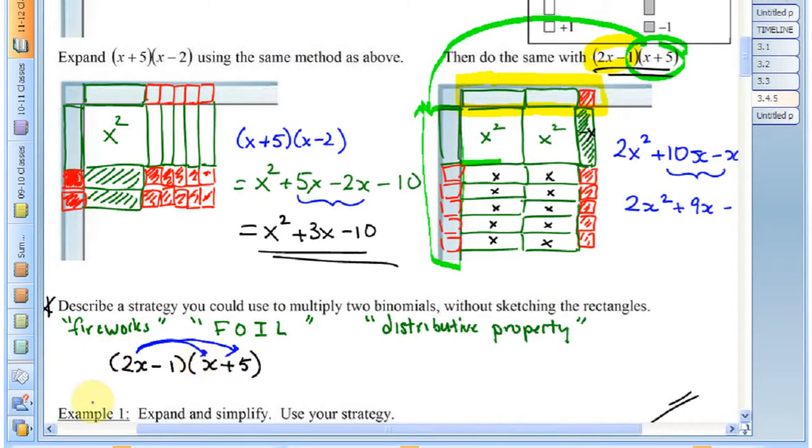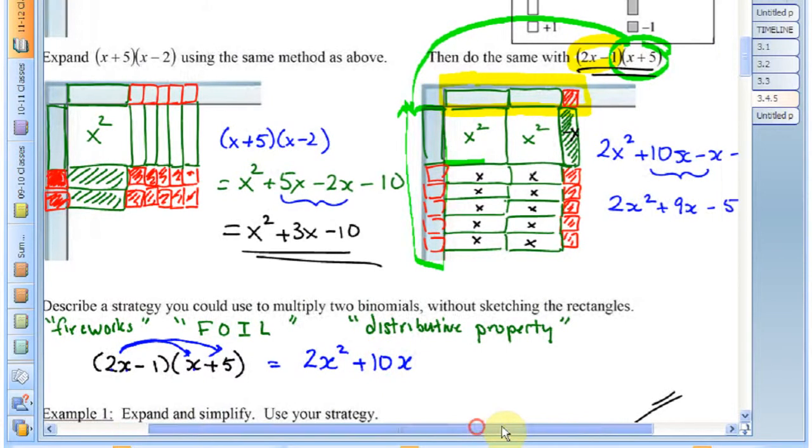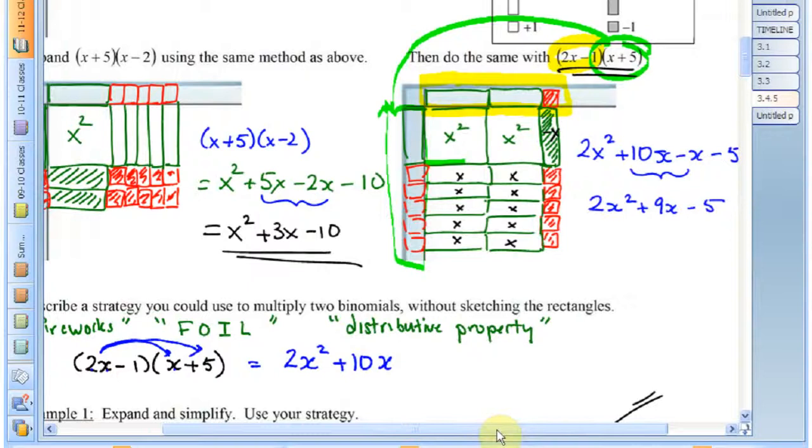You firework the first term. So when you firework the first term, see what happens. 2x times x becomes 2x squared. 2x times 5 becomes 10x. Now, before we do the next part, can you kind of see what I'm doing here and how it matches up the picture? Look at this, 2x squared plus 10x, that's the same thing as what we have up here. 2x squareds, and then the 10 positive x's, right?